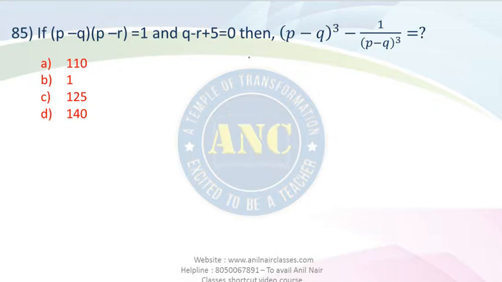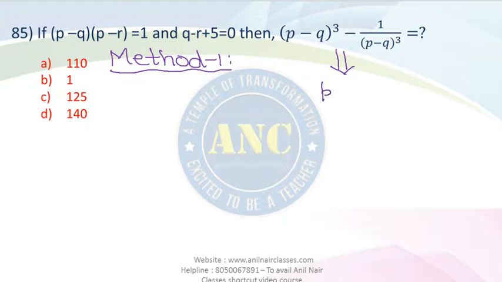Now the easiest method that you can implement for this particular question to get the answer in the faster way is, this is of the form x cube minus 1 by x cube. X cube minus 1 by x cube will be of the form k cube plus 3k. That means your answer should be of the form k cube plus 3k. 110 is k cube minus 3k, that means it is 125 minus 15. This cannot be the answer. 1 is not of the form k cube plus 3k.